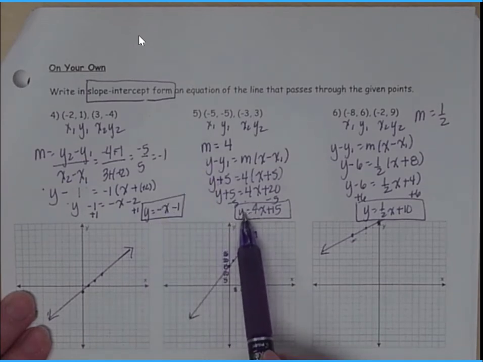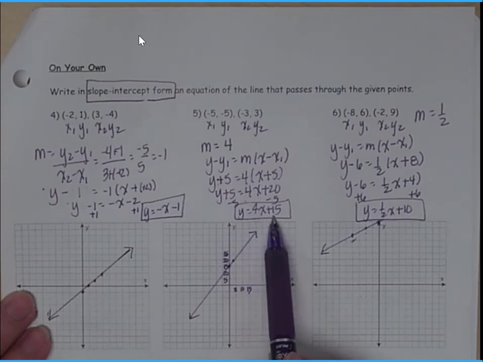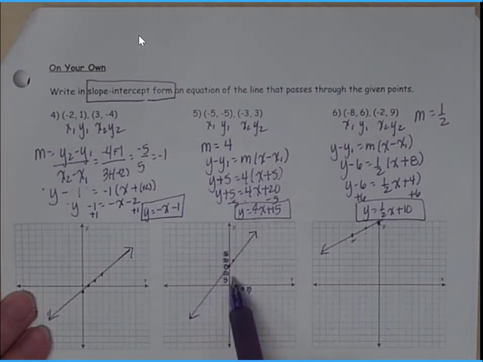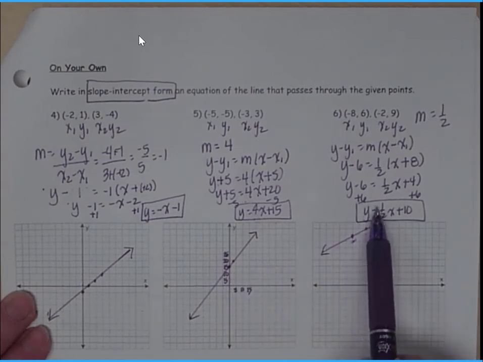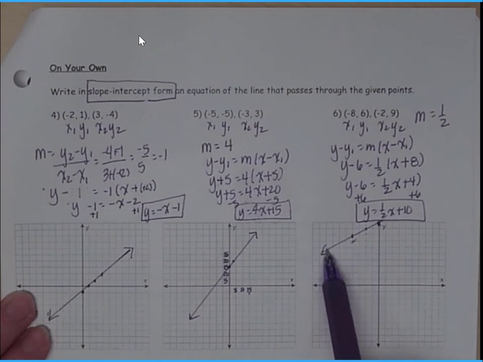For 5, we ended up with y equals 4x plus 15. Now to get it to fit on the graph, I just changed the scale here. For 6, we ended up with y equals 1/2 x plus 10. Now, instead of going up 1 over 2, I went down 1 over 2 this direction. You notice I still have a positive slope.